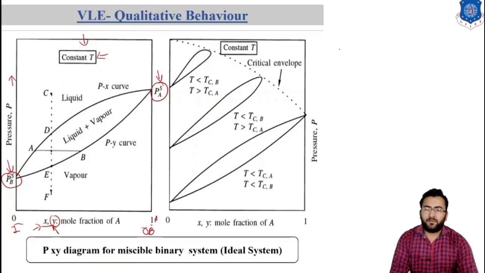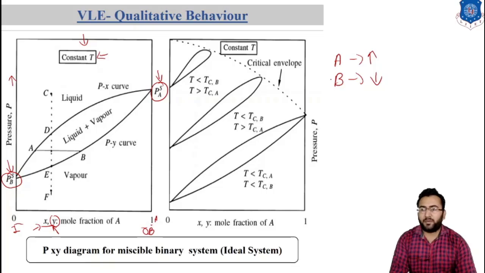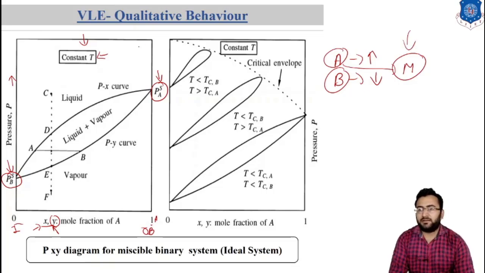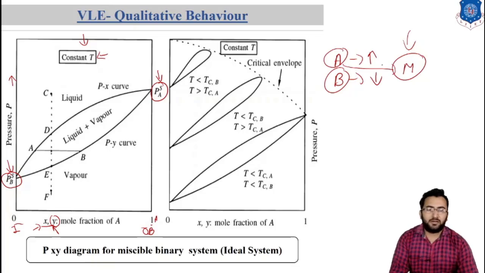If we are writing the theory from the point of view of an exam, we first have to mention which component has the higher vapor pressure and which has the lower. Here component A has a higher vapor pressure and component B has a lower vapor pressure compared to A. Let's suppose this mixture is made of two components, A and B, which make mixture M, or solution M, which behaves ideally, and this whole process occurs at constant temperature.